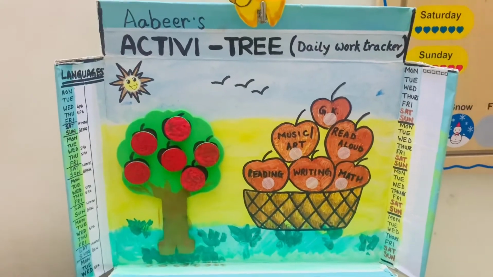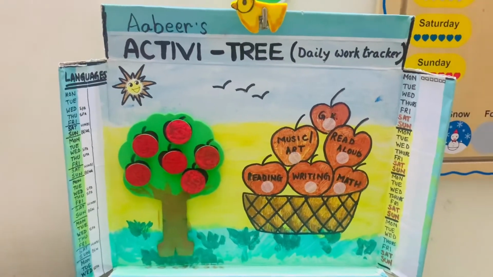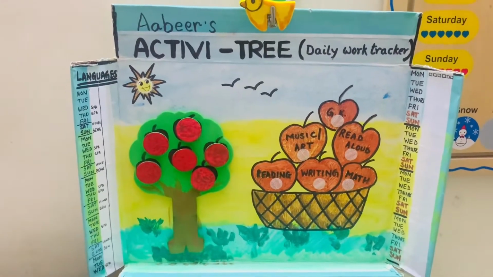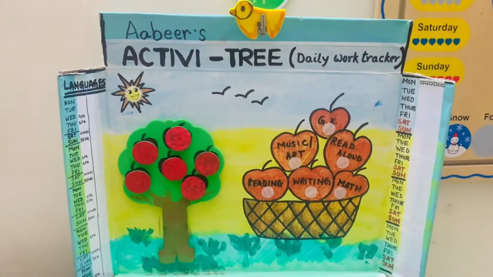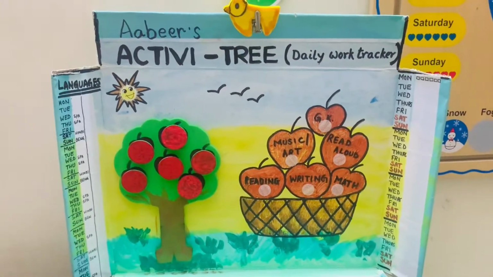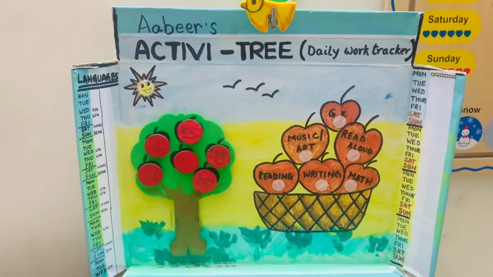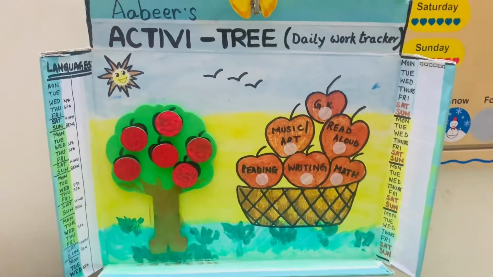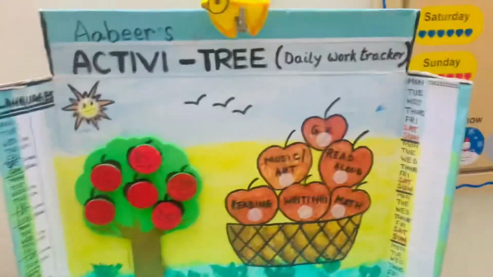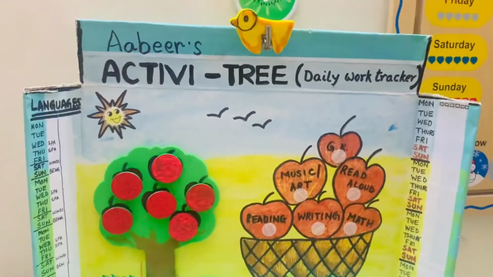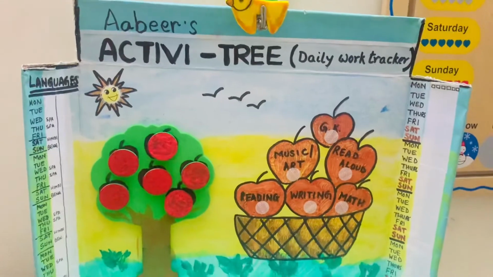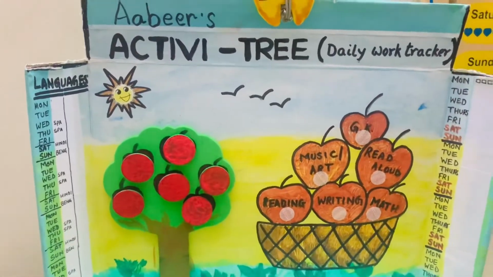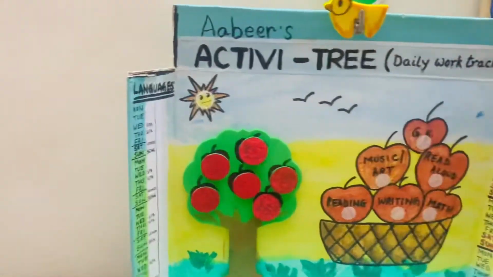So in this video specifically, I'm going to talk to you about our summer vacation routine, and how we are creating a daily work tracker for this month and going forward. This is something that we have created. I call it Abir's activity tree. I have creatively named it that way. It's a daily activity tracker, as the name suggests.